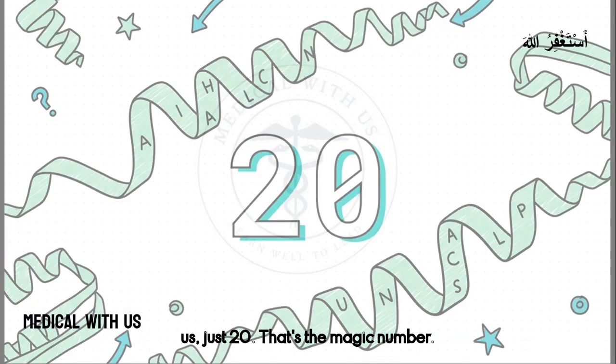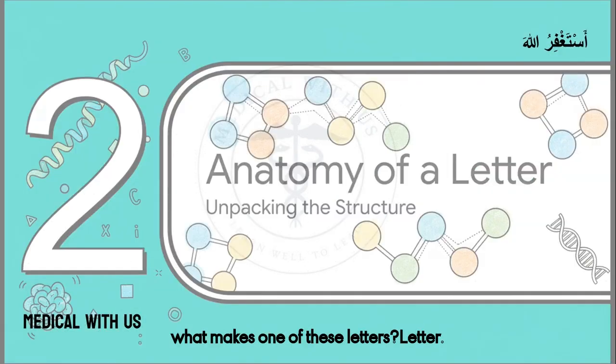Just 20. That's the magic number. It's kind of mind-blowing when you really think about it. Every single protein in your body, doing millions of different jobs, is built from different combinations of just these 20 standard parts. It's the ultimate in biological minimalism. So what makes one of these letters a letter? What do they all have in common that allows them to work together? Come on, let's pop the hood and take a look at how they're actually put together.